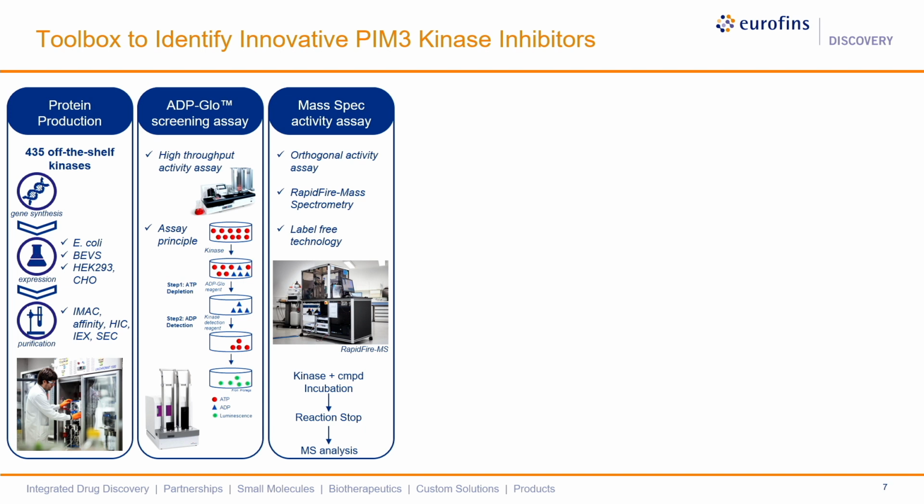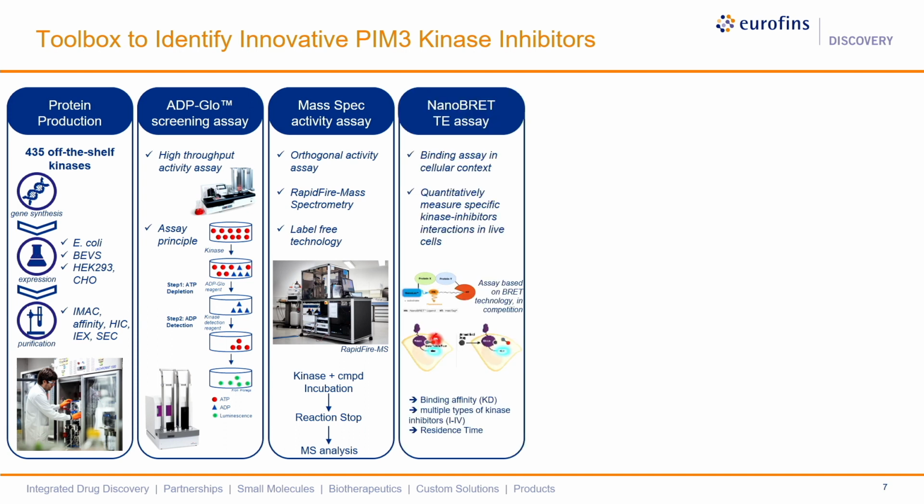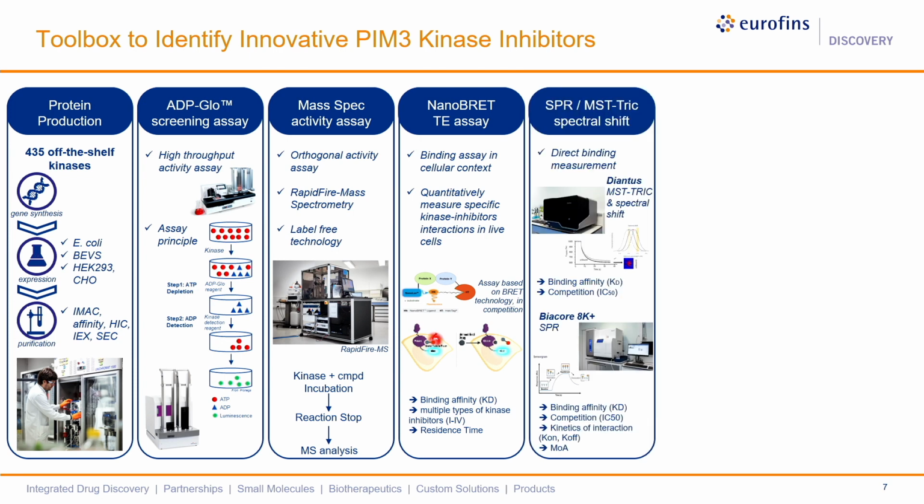We used an automated system, the RapidFire mass spectrometry system. We also implemented a cellular target engagement assay to validate the activity of the hits in a cellular context. In this case, it was NanoBRET, a cellular binding assay. We also characterized the hits using biophysics methods. We developed assays in SPR and MST-TRIC, spectral shift, that give us KD values of the compounds, direct binding on the target.